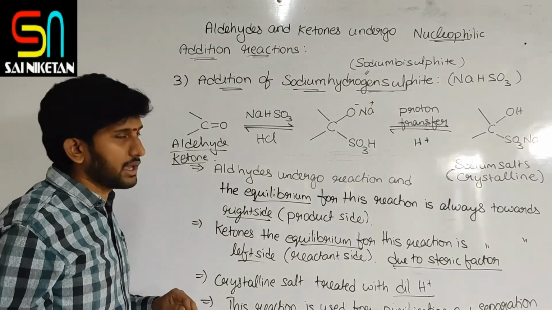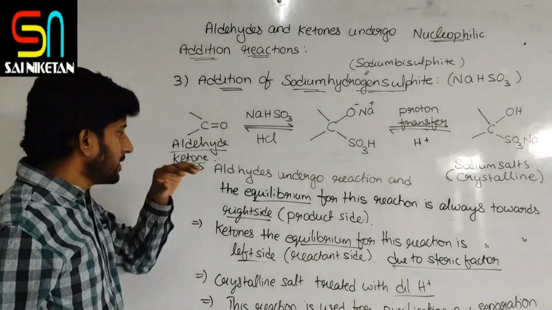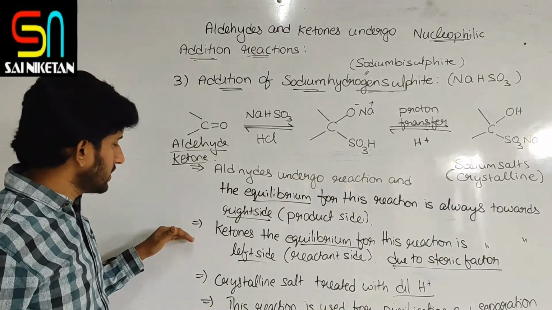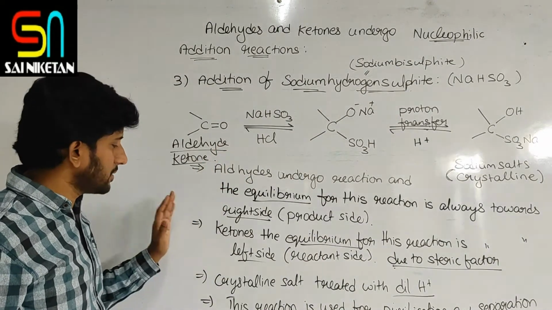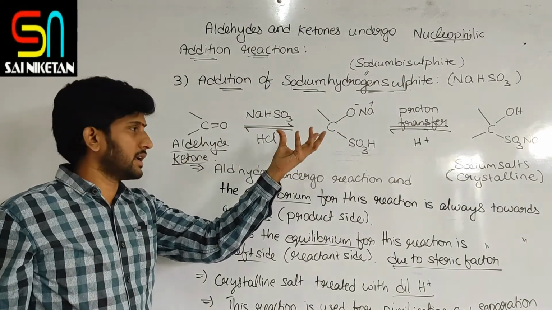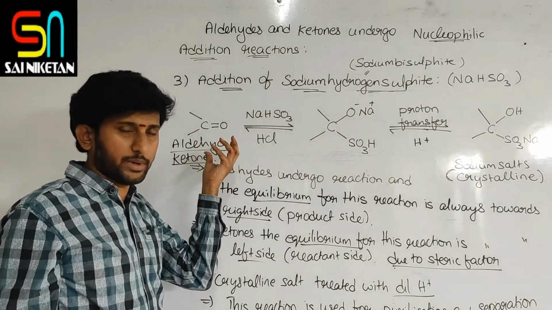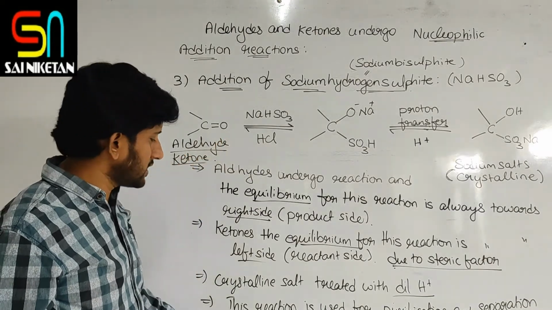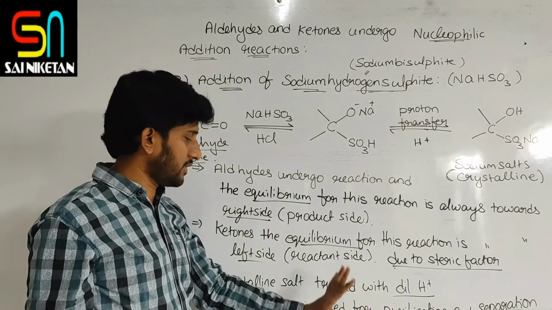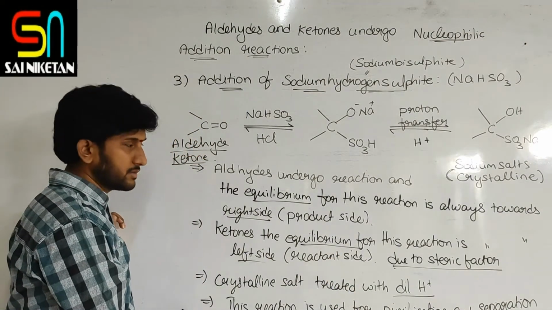Sodium bisulfide, when it reacts with aldehyde or ketone, basically forms a crystalline salt. Aldehydes react fast, their equilibrium is towards the right side. Ketones not that much, their equilibrium is towards the left side. And these crystalline compounds, when treated with dilute acids, convert back to the respective parent reactant. That's why this method is also used for separation and purification of aldehydes from ketones. Okay, so we will continue with the next reaction.